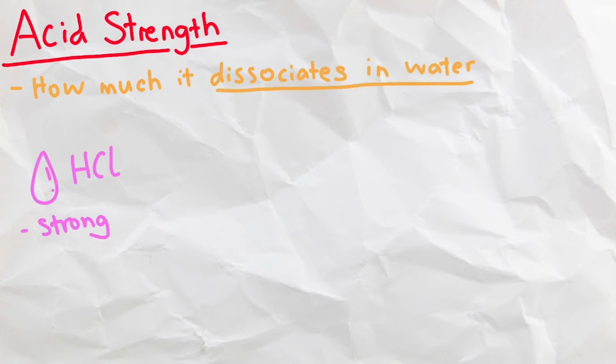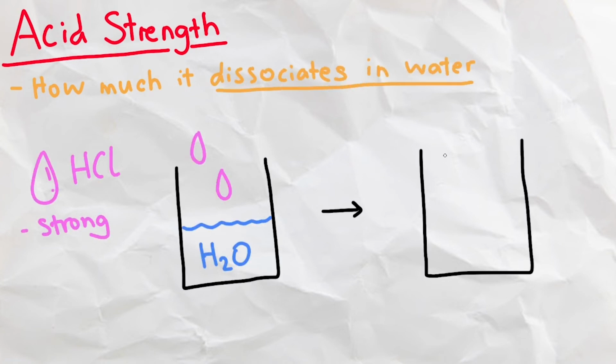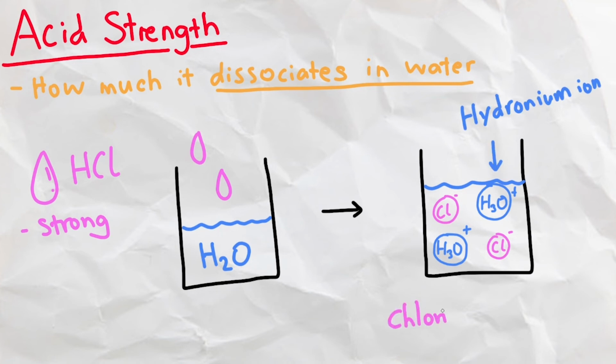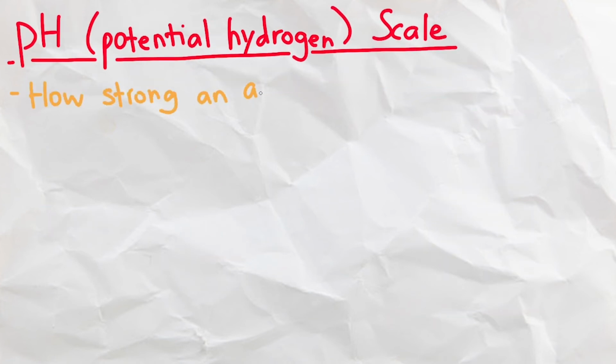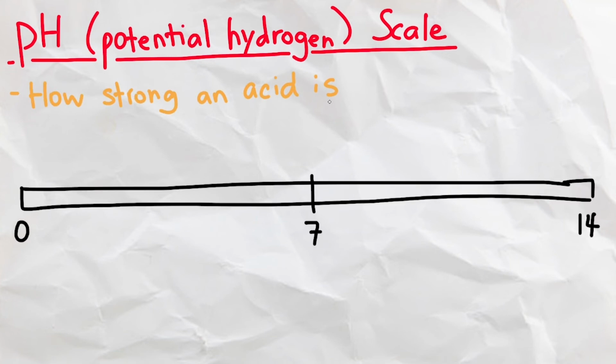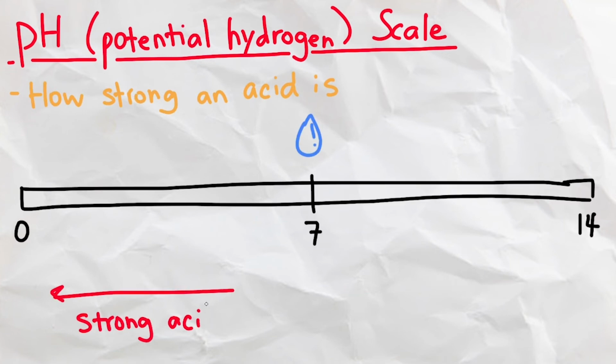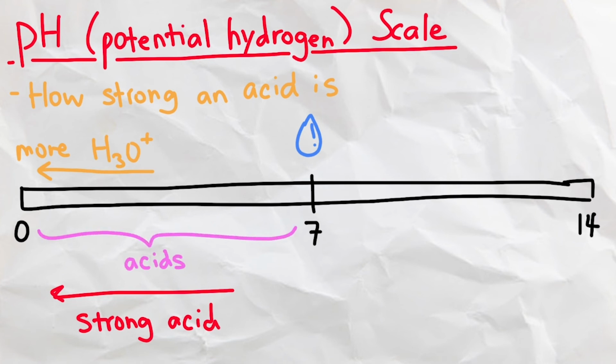An acid like hydrochloric acid is considered strong because it will completely dissociate in water, giving us hydronium ions and chloride anions. The pH scale is the measurement used for how strong an acid is. The smaller the number, the more hydronium ions there are if it's dissolved in water. Anything between 0 to 7 is considered an acid, with water being neutral at 7.